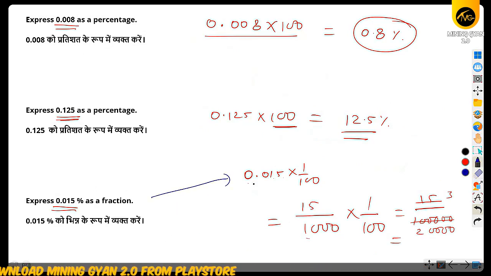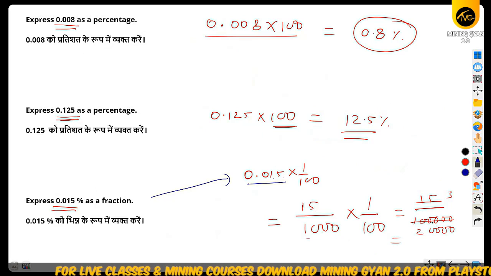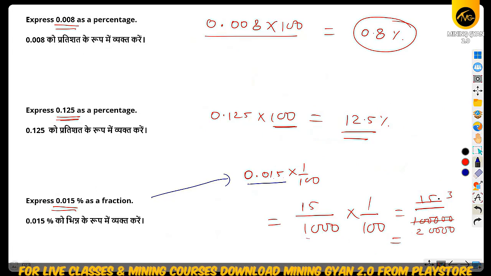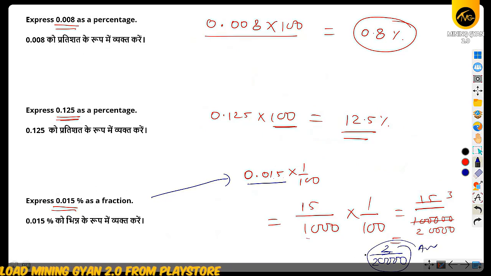What did we do? Just multiplied 0.015 by 1 divided by 100. So to solve 0.015, you can write 15 divided by 1000 multiplied by 1 divided by 100. Just multiply the numbers. 15 divided by 1000 into 100, that will be 1 lakh. OK, so 5 3s are 15 and 5 2s are 10, that means 3 divided by 20,000 is the answer. So basically this is the fractional form of 0.015.